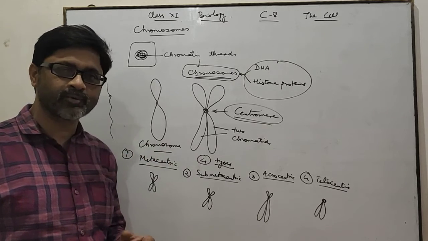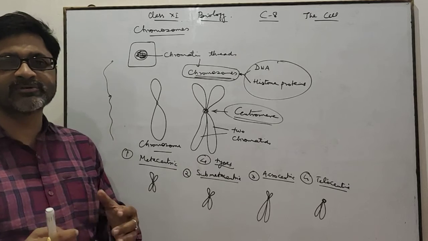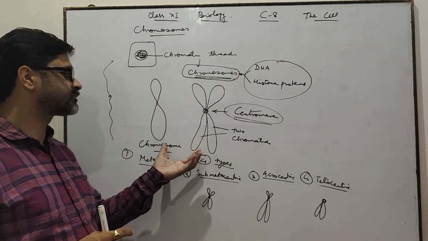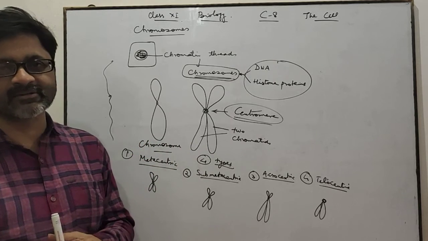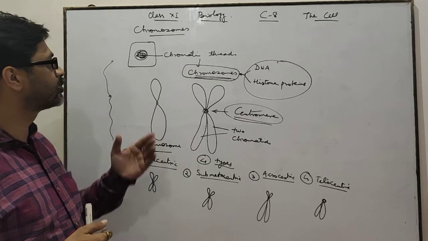What is the function of chromosome? Chromosome transmits characters from one generation to another. Okay, and it also controls various characters which are transmitted. This is all about the chromosomes.